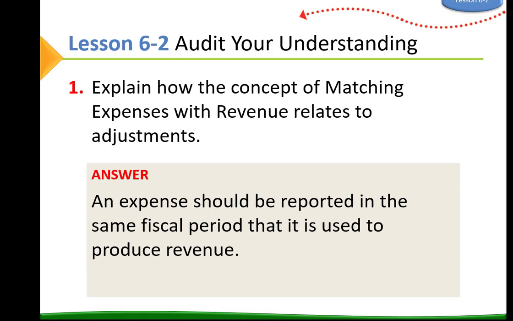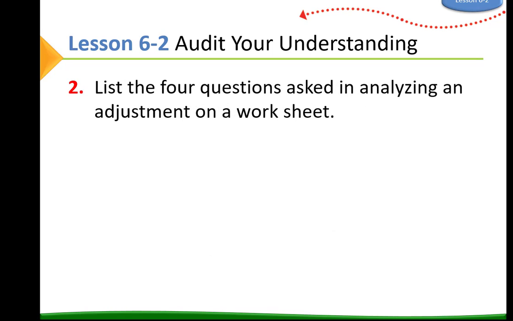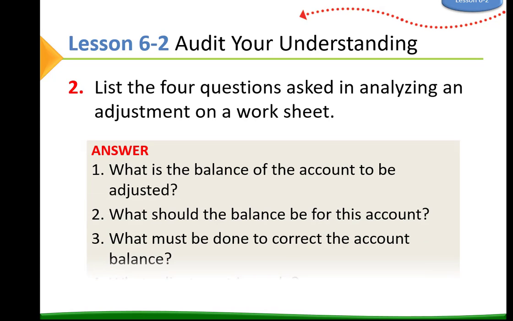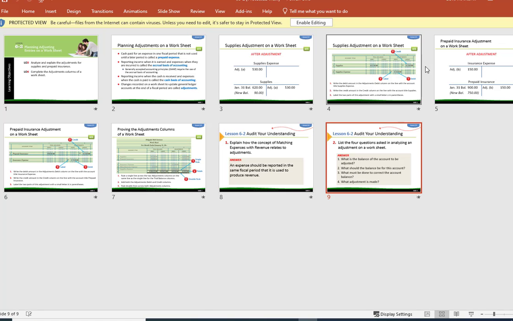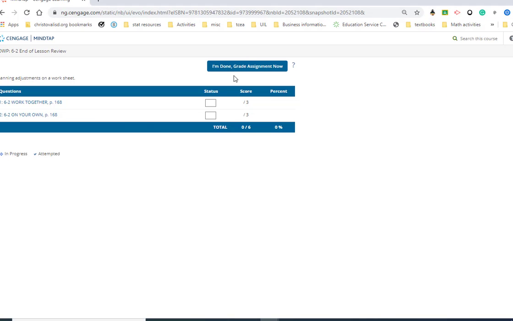The expense should be reported in the same fiscal period as it is used for the product revenue. So the four questions you should ask when you're analyzing the account are: what is the balance of the account being adjusted? What should that balance be for the account? So what is actually available? What can be done to correct it? And what adjustments need to be made? So let's go ahead and go to our lesson and do the work together.